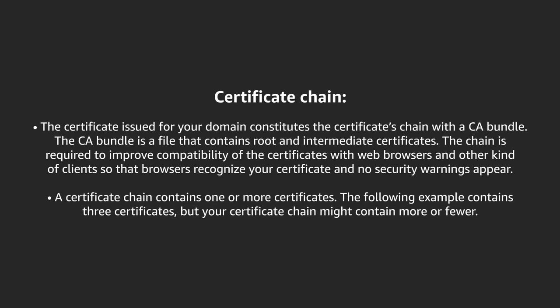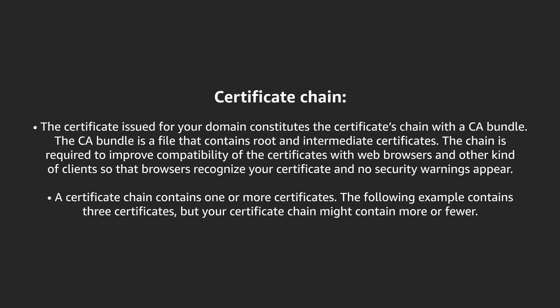The certificate issued for your domain consists of a certificate chain with a CA bundle. CA bundle is nothing but a file that contains the root and intermediate certificates. The chain is required to improve the compatibility of the certificate with web browsers like Chrome or Mozilla, etc., and other clients so that the browsers recognize your certificate and no certificate warnings will appear when you go to your site. A certificate chain contains one or more certificates.